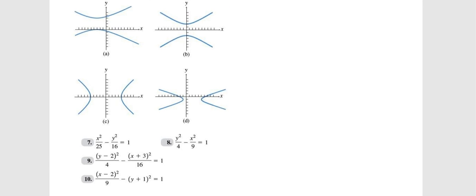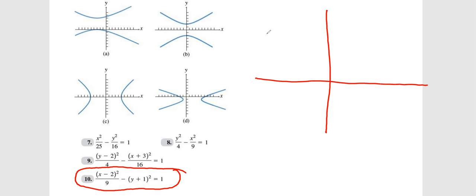Okay. Let's look at question 10. What's the center? We're down here. What's the center when you look at that? 2, -1. All right. So 2 and -1. All right, there's the center. What's my A value? Square root of 9, which is 3. So 3 to the right, and 3 to the left. That's the edges of the box that way.